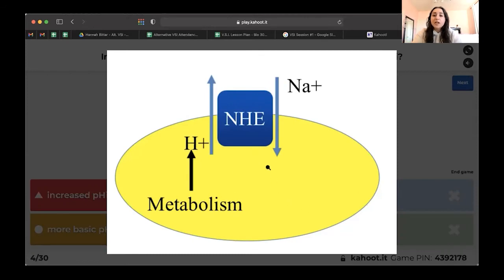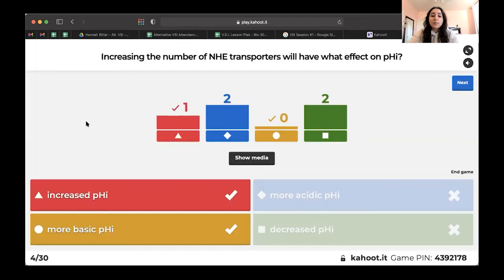So we're looking at the yellow here. If we have a lot of these NHE transporters, a lot of H plus is going to be leaving the cell, because see the arrow, it's leaving. So what happens when so many H plus protons leave the cell? What happens to the inside of the cell? Is it going to be more acidic or more basic if we have a lack of protons, a lack of H plus? It's going to be more basic. So basic equals increased pHi. That's why these two would be the same answer, and these two would be the same answer. But in this case, we're going to have a more basic interior.